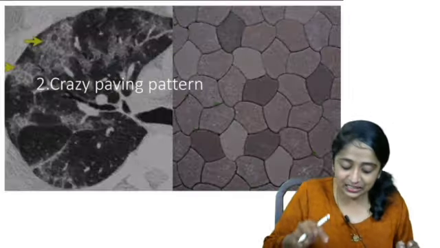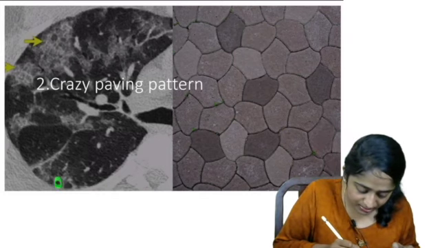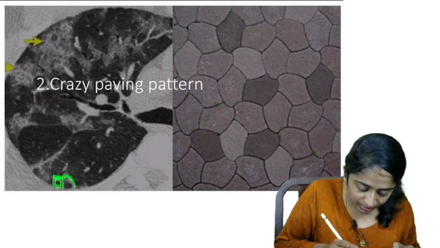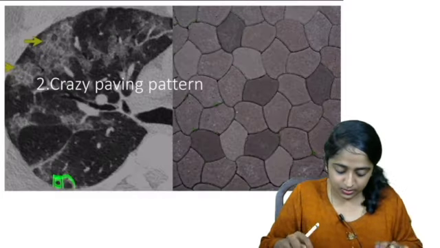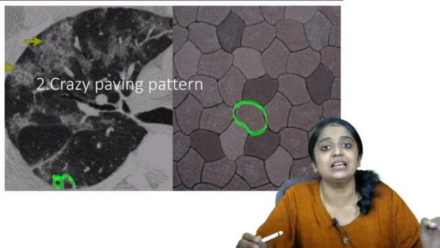So that is exactly what you're seeing in the crazy paving pattern. Look at the ground glass opacity and look at the border thickening of the septa. Just like the crazy paving, okay? Crazy pavement, just like that.